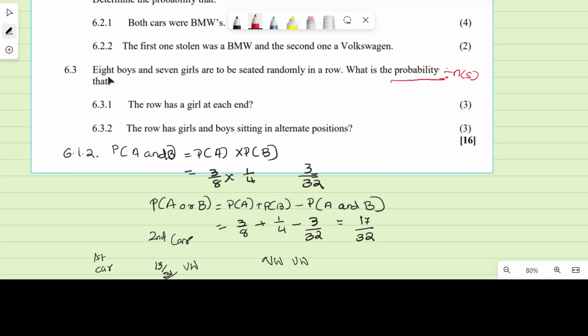So in total there are 8 boys and 7 girls, so 15 children seated randomly in a row. What is the probability that the row has a girl at each end? So the restriction is only for each end. So let's go and see how we do this.